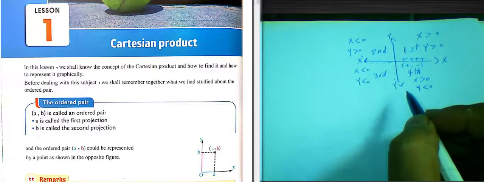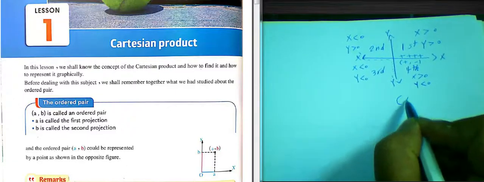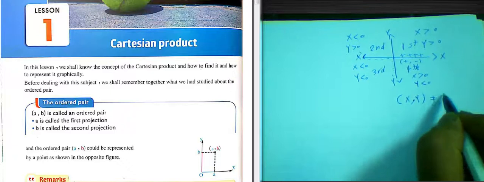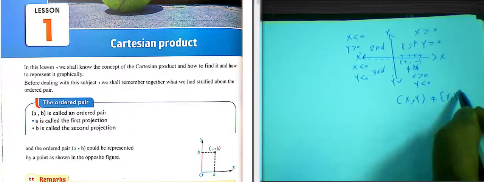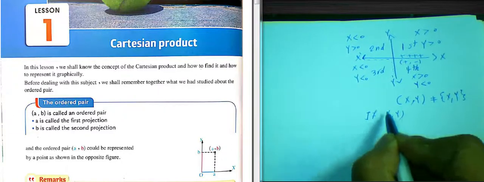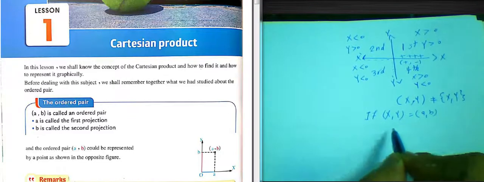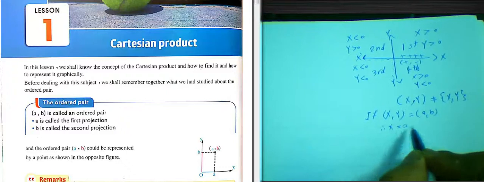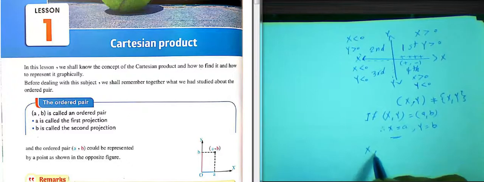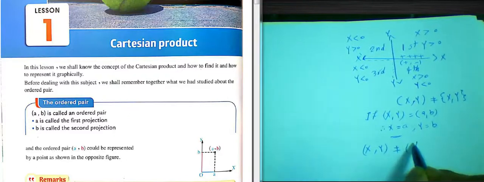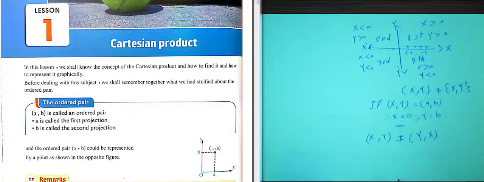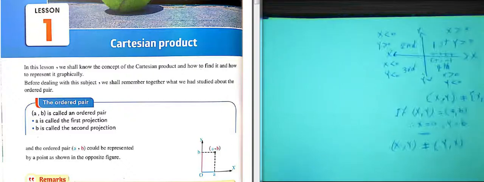It's okay. And we have the order x and y. (x, y) is not equal to (y, x). If (x, y) equals (a, b), then x equals a and y equals b. And you must know (x, y) is not equal to (y, x). We can't swap x and y. It's okay.